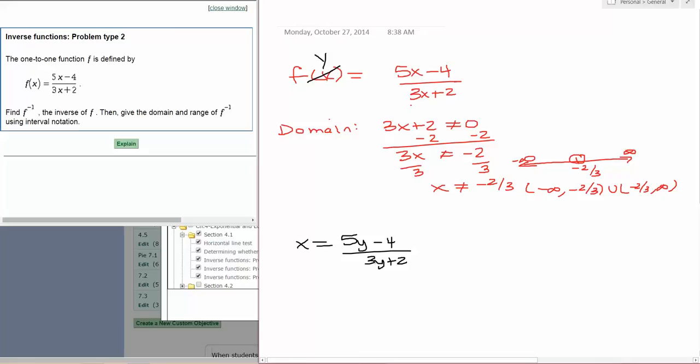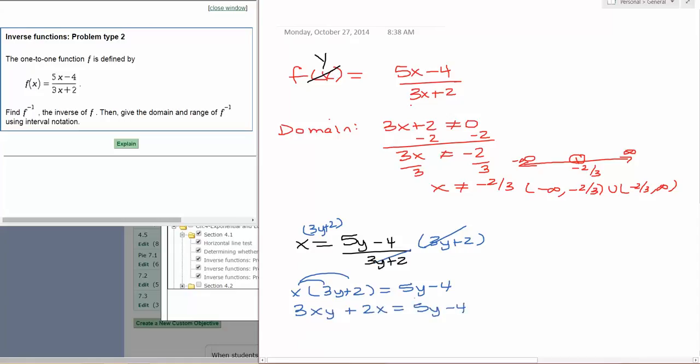When you have a fraction, the first thing you need to do is undo the division. So I need to multiply both sides by the denominator 3y plus 2. So that cancels the denominator out over here. And here I have x times (3y plus 2) is equal to 5y minus 4. Now you're going to clear parentheses and distribute the letter x to your terms. So you get 3xy plus 2 times x, or 2x, equals 5y minus 4.